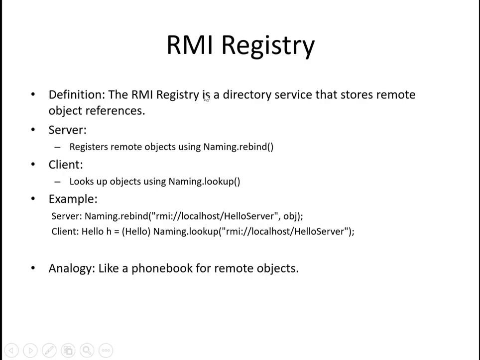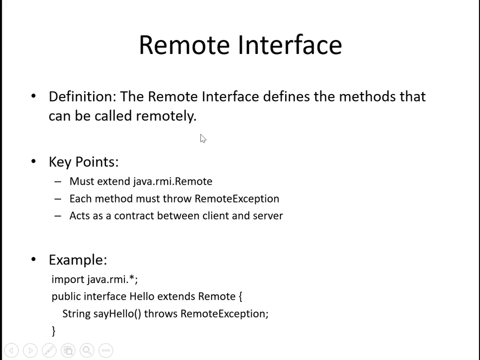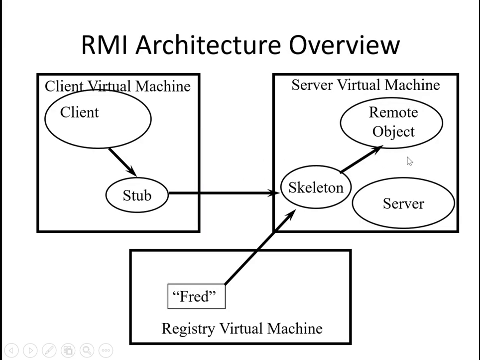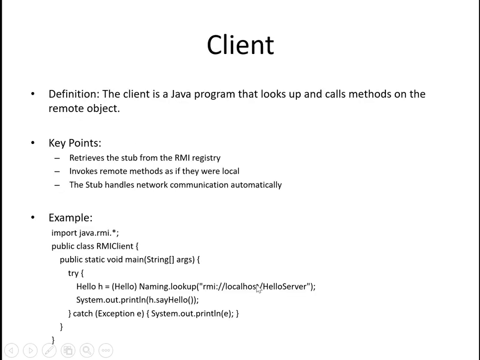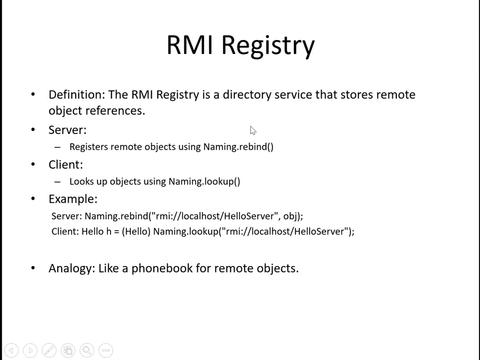The RMI registry acts as a directory service that stores remote object references. Whatever remote object has been created by the server, that object reference is given an alias name, which is stored in the registry that acts as a directory. That is called the registry.